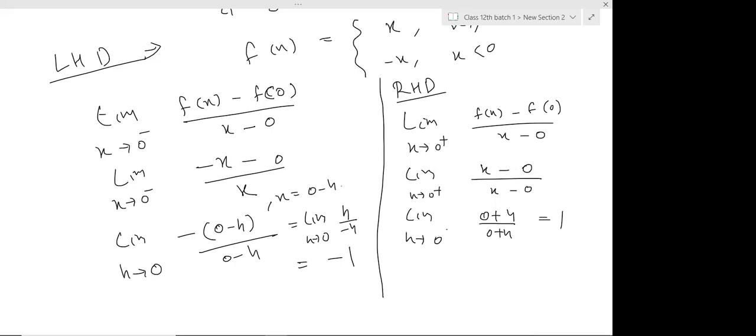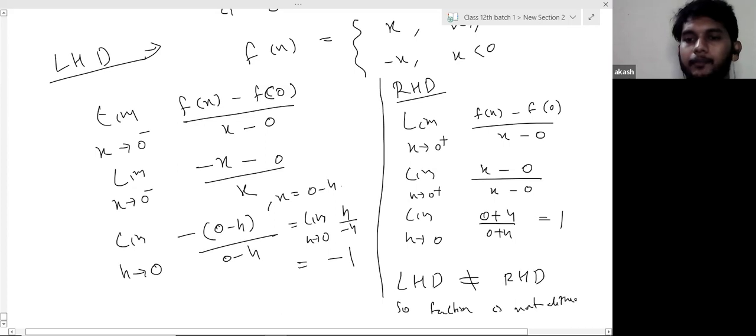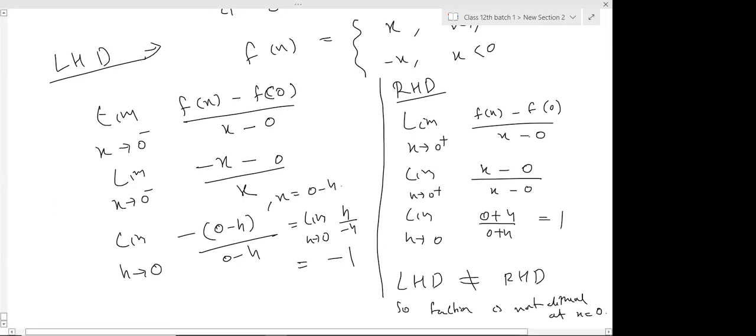Yes, sir. So LHD is not equal to RHD. So function is not differentiable at x equals to 0. This thing is clear or not? Clear, sir.